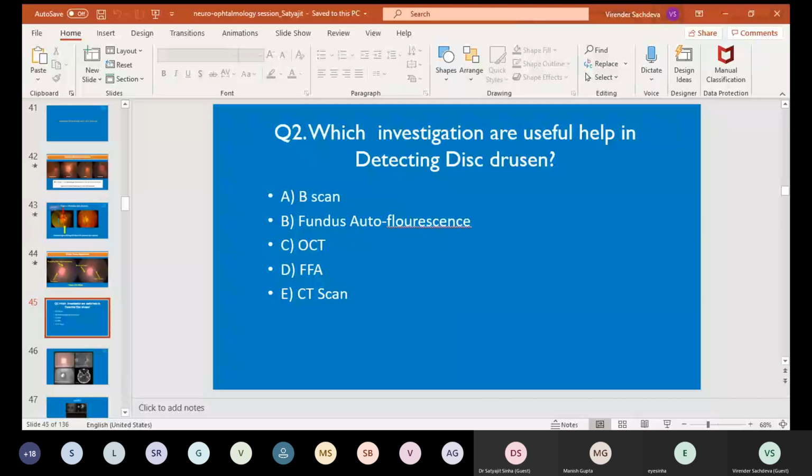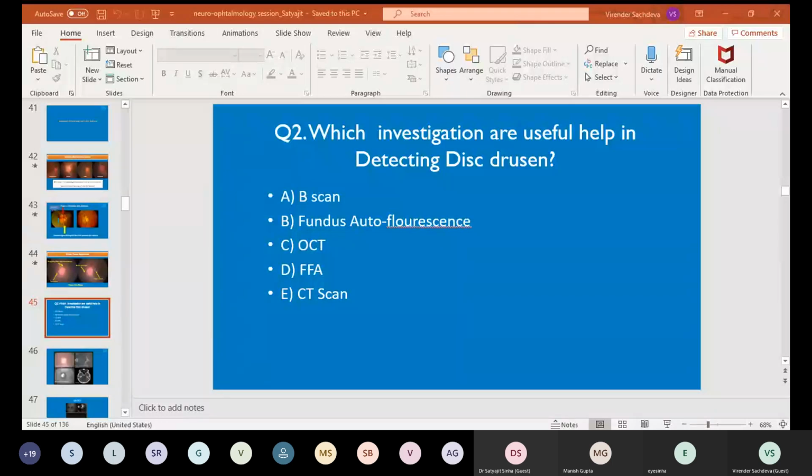Possibly it is the B scan. The reason is that the B scan is very sensitive, and this sensitivity is higher in picking up even the buried disc drusen, which autofluorescence may not be able to pick up. Therefore, it will be easier. At the same time, the B scan can also give us an idea whether there is presence of fluid around the optic nerve. But it's an operator dependent technique, and you need to use low gain settings as well as learn the technique for detecting fluid around the optic nerve.